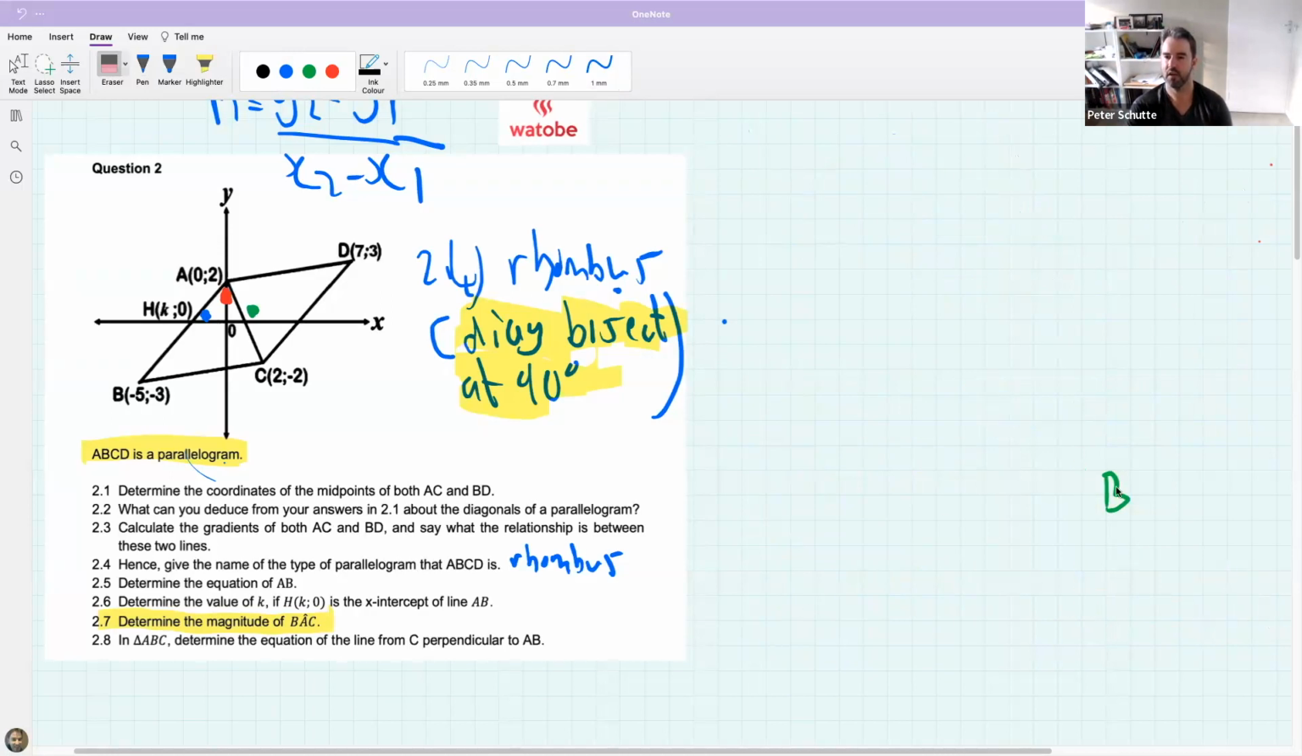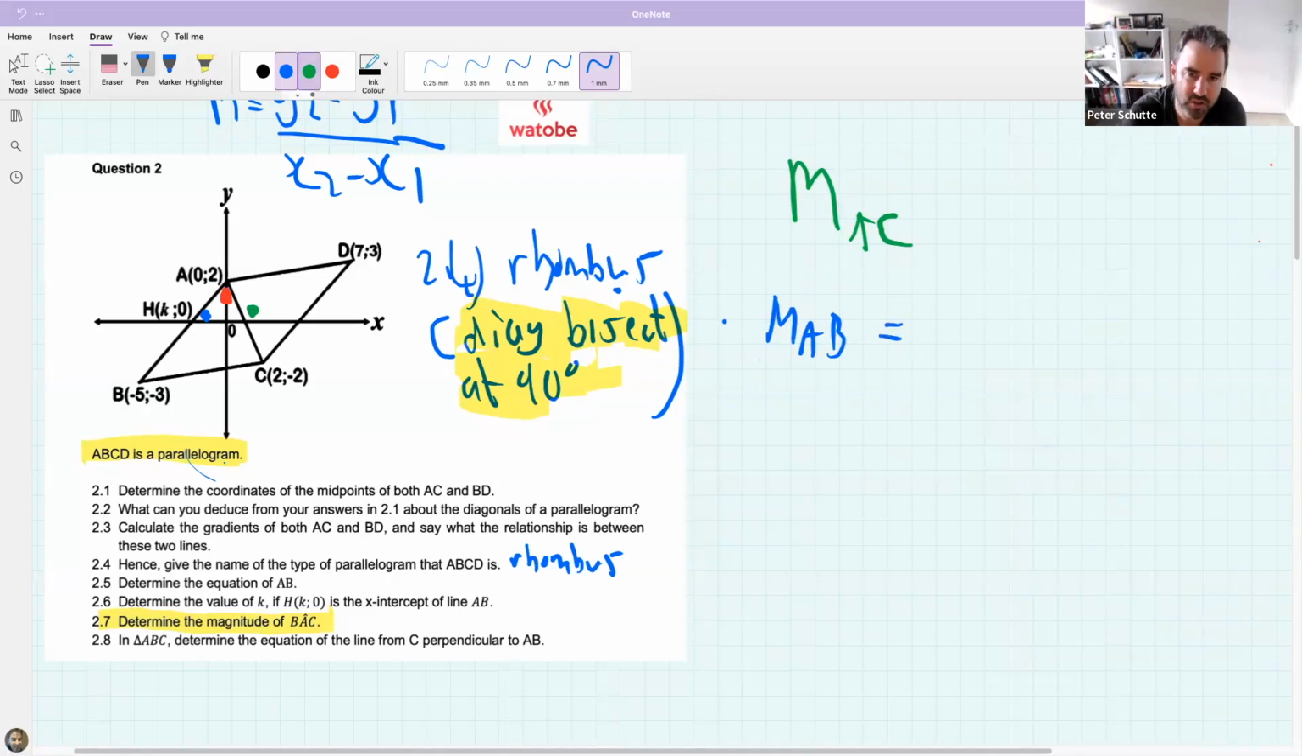Absolutely. So then, is there a way that we could work out the size of the green angle, the size of the blue, and then eventually the size of the red? So I was thinking, if we know the gradient of AC and we know the gradient of AB, there's another formula. Loyolo, magnitude just means size. What is the size of the red angle?